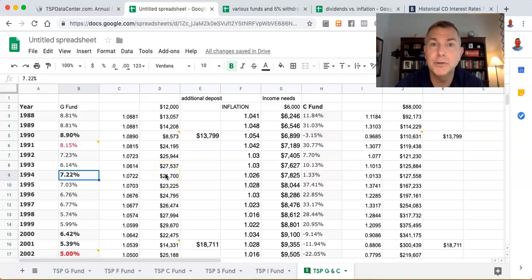Because, not the 10-year Treasury, the Ginnie Mae, I don't know. Bonds got knocked around a little bit in 1994. Not much, but a little bit. And so then we're taking that, and you can see what's going on here.